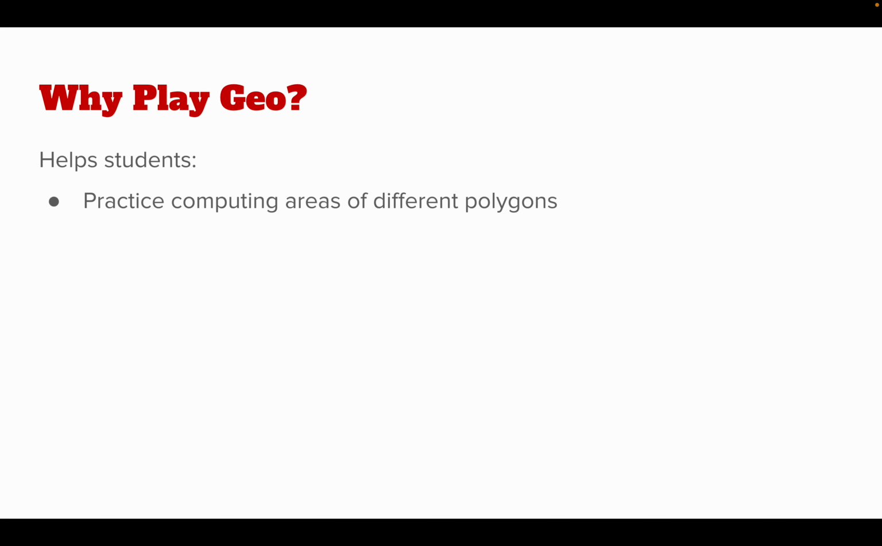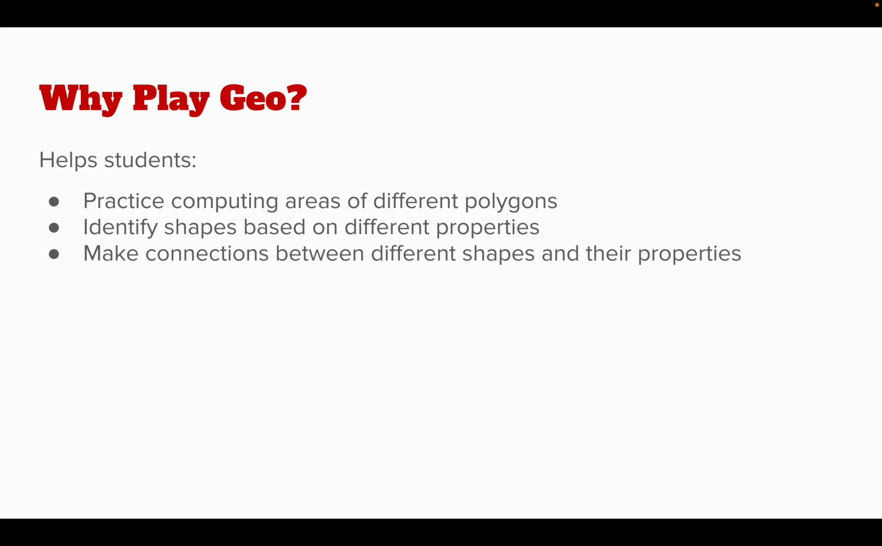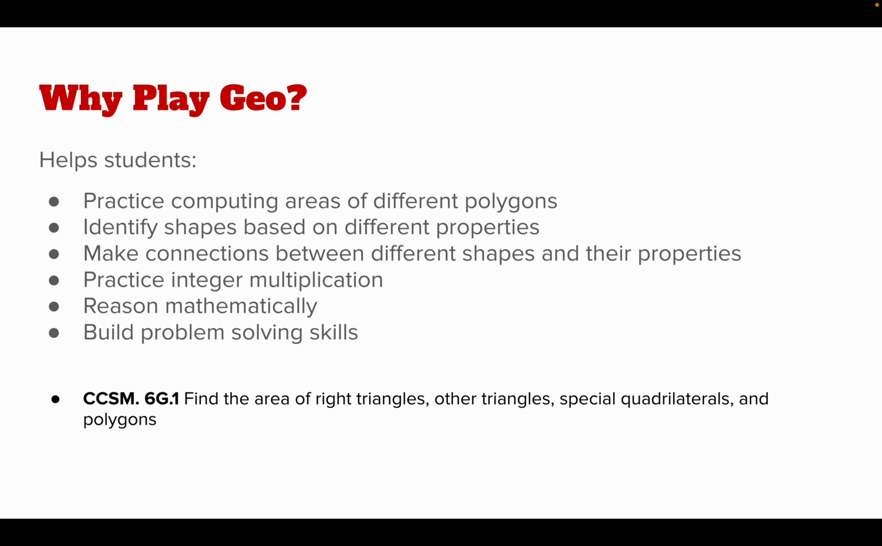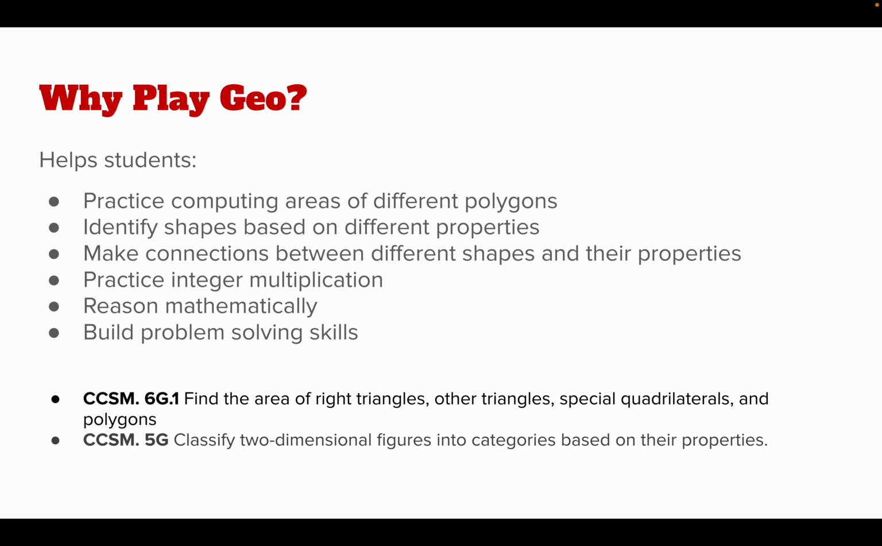Geo is a great game to play in class to help students practice computing areas of different polygons, identify shapes based on different properties, make connections between shapes and their different properties, practice integer multiplication, reason mathematically, and build problem-solving skills. Geo also covers Michigan math standards such as finding the area of right triangles, other triangles, special quadrilaterals, and polygons, and classifying two-dimensional figures into categories based on their properties.